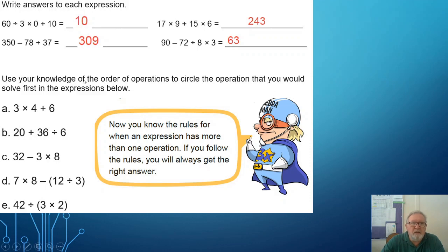Alright, here using our knowledge of order of operations, you should have circled the multiplication. Here you should have circled division, multiplication. That one there, because it's in brackets. Remember, brackets are done first. So therefore, brackets done first.